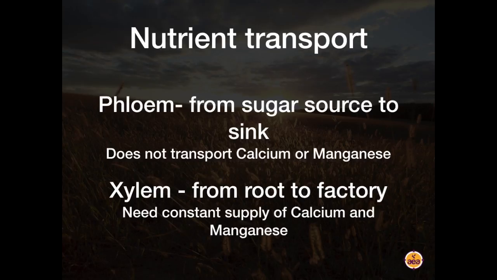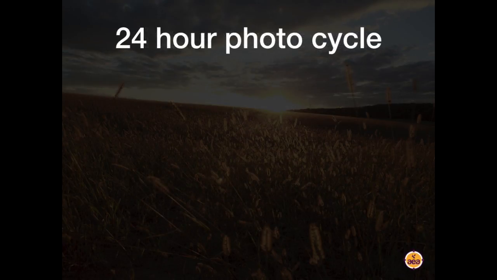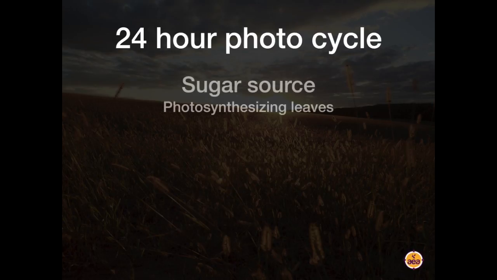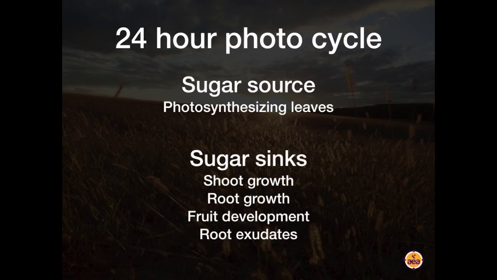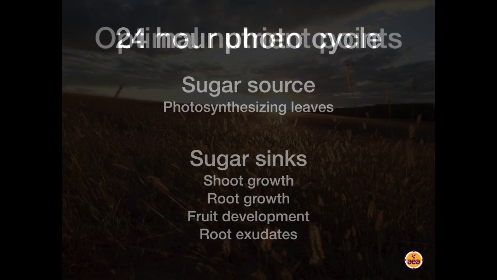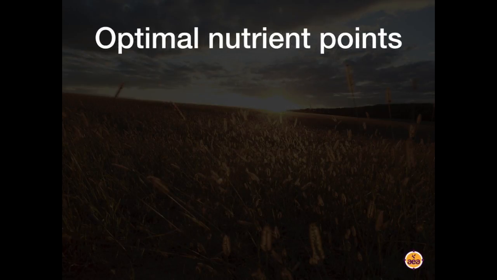So, in plants, we have a 24-hour photocycle, 24-hour photoperiod, where sugars are being produced in the leaves and then being moved to these various sugar sinks. The reason this is important, the reason I'm talking about this, is so that we can understand nutrient movement and nutrient transport within the plant. So, the points of optimal nutrition.